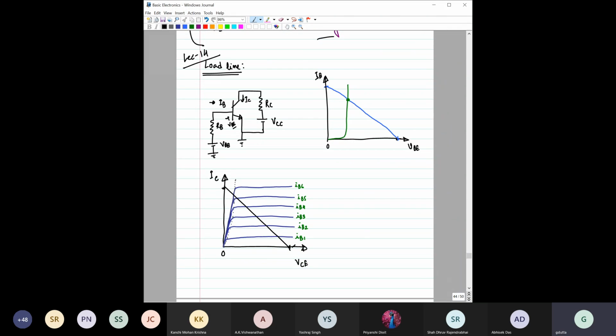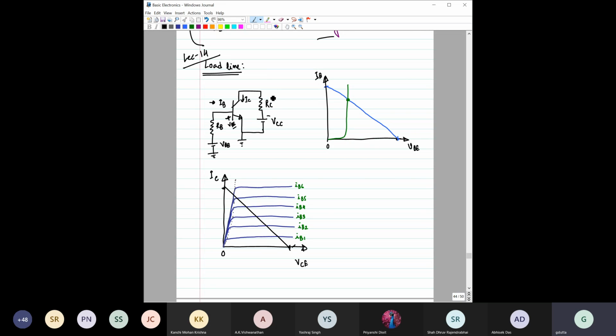Now, in today's class, let us discuss the basic load line. We are also familiar with this load line from our diode circuits. There we also had this concept of the load line, and the load line basically helps us visualize the biasing conditions of a particular circuit. For example, in this circuit, the base is forward biased by this voltage source VBB and RB, and the collector-base junction is reverse biased by the voltage source VCC and RC. RC is the current-limiting resistance.